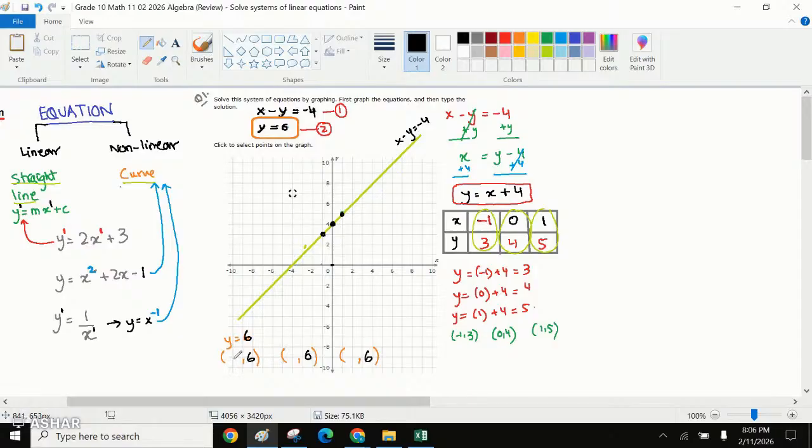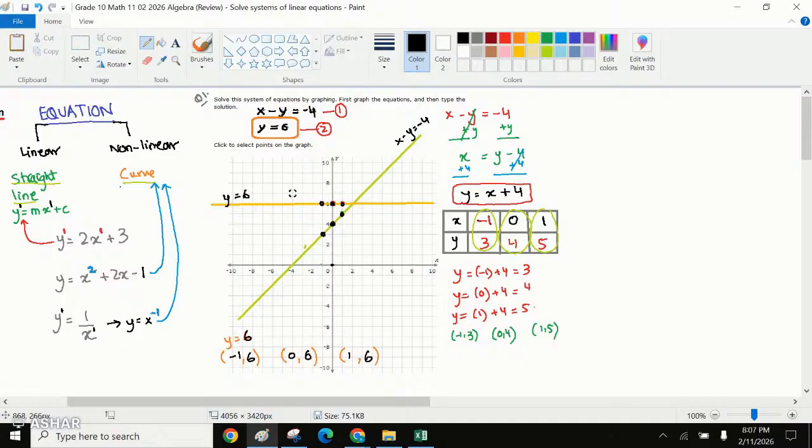Let's suppose -1, 0, and 1. So when we plot these points, where is -1 and 6? This is -1 and 6, 0 and 6, and this value over here. So once we join the points together, can we say this line was formed? Can we say at this point the value of y was 6?